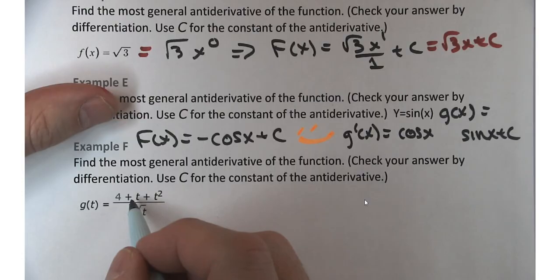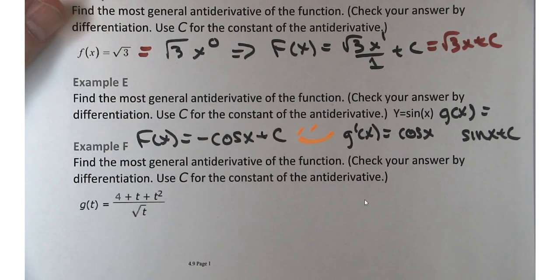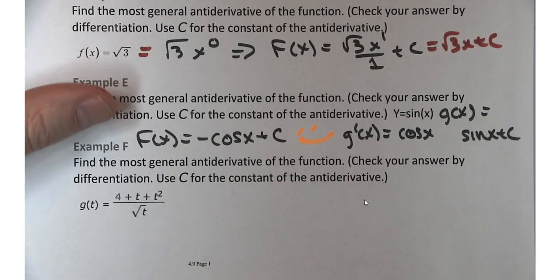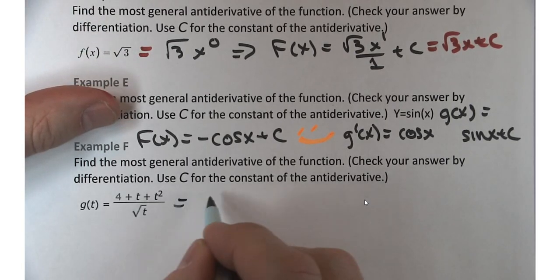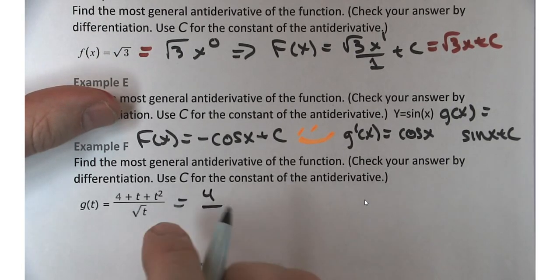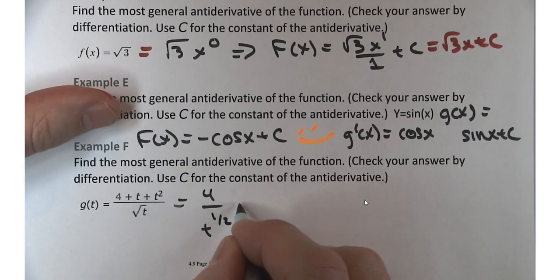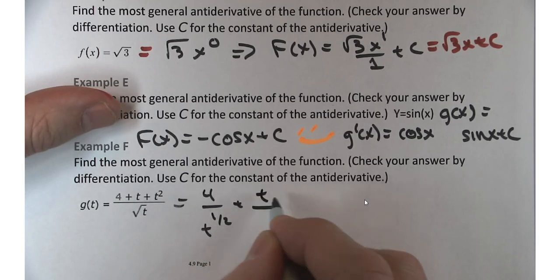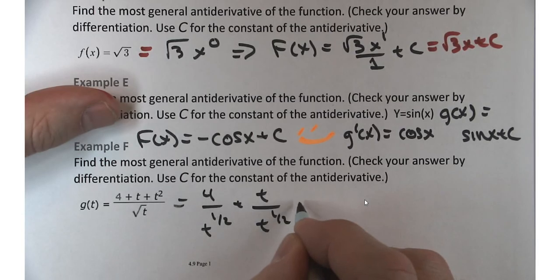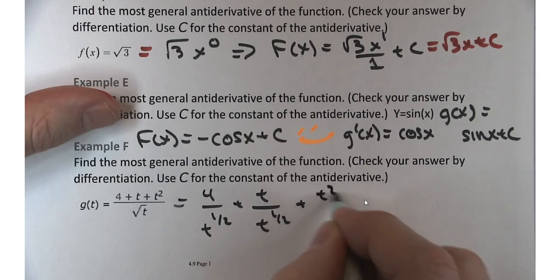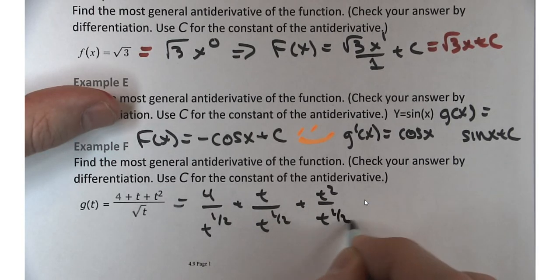Unfortunately, you can't find the antiderivative of the numerator divided by the antiderivative of the denominator. That's not going to work. What we'll do instead is I'll rewrite this as 4 over the square root of t. In fact, I'm not going to write it as the square root of t. I'm going to write it as t to the what power? 1/2 plus t over t to the 1/2 plus t squared over t to the 1/2.